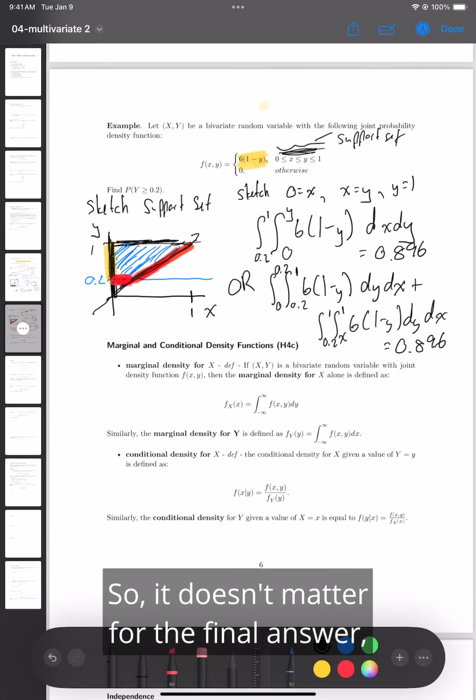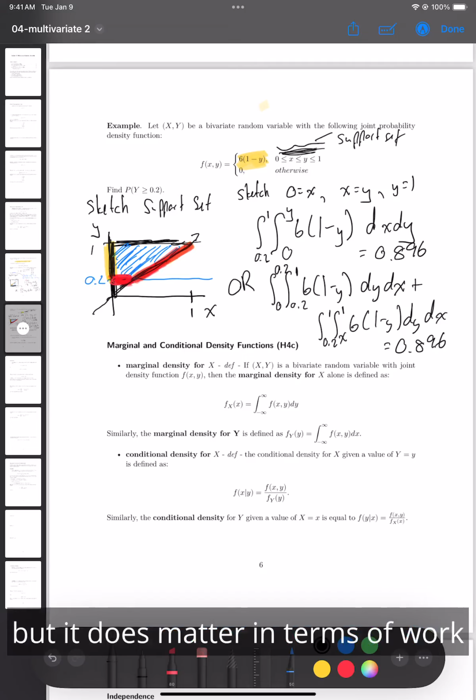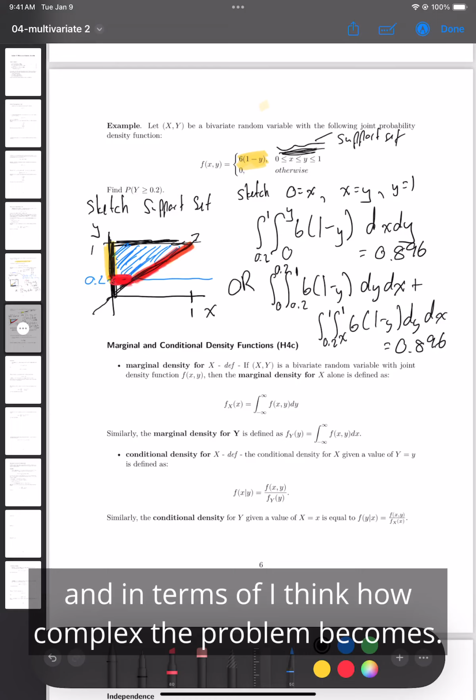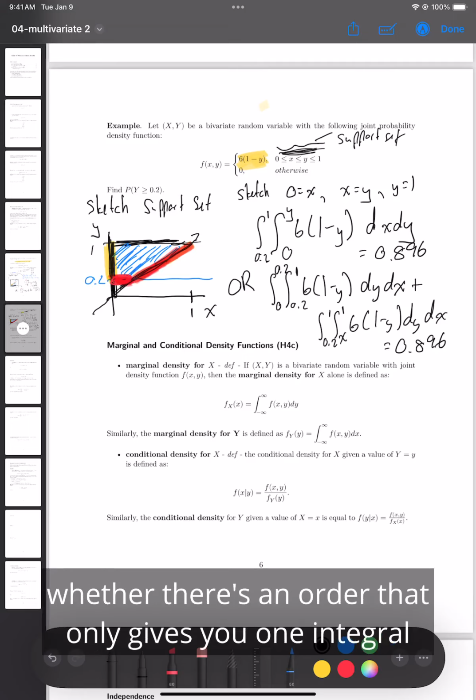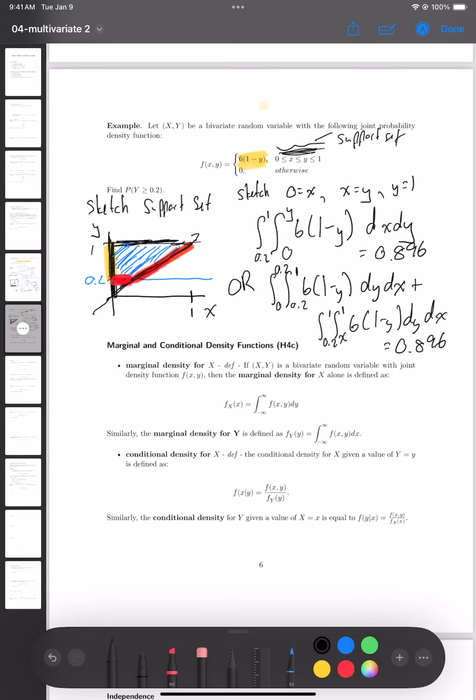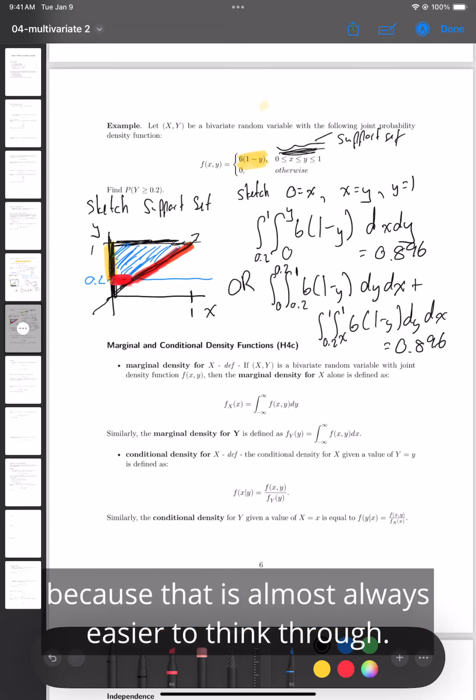So it doesn't matter for the final answer, the order that you choose, but it does matter in terms of work and in terms of, I think, how complex the problem becomes. And I would advise you to think about whether there's an order that only gives you one integral, because that is almost always easier to think through.